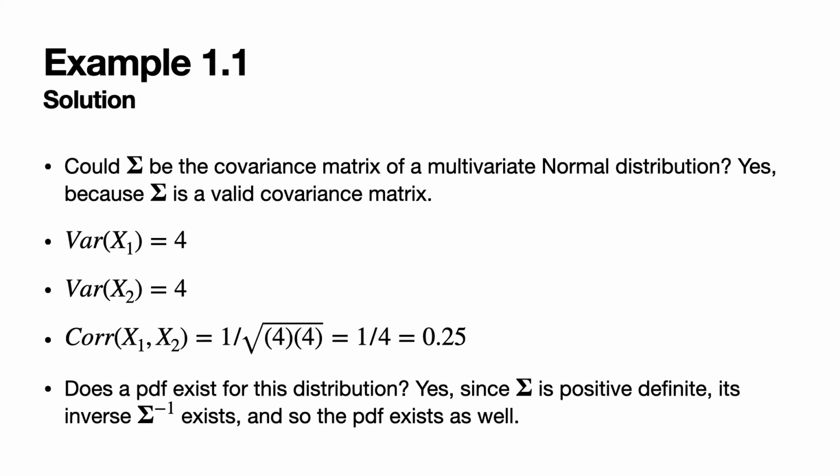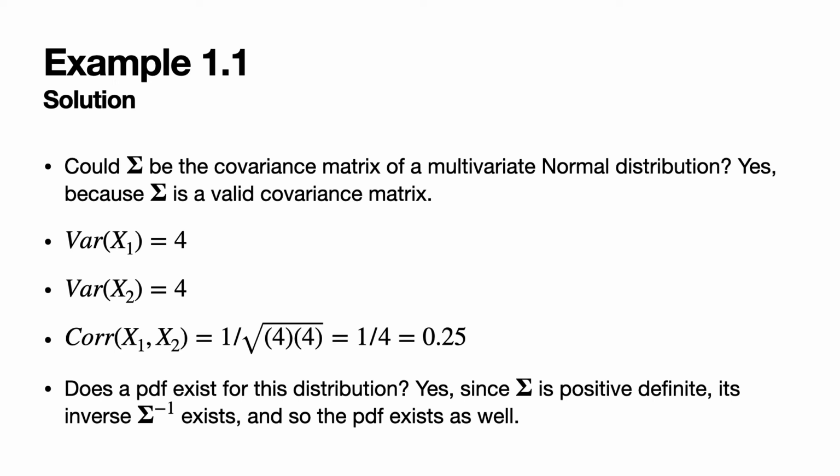All right, next, could cap sigma be the covariance matrix of a multivariate normal distribution? The answer is yes. Because cap sigma is a valid covariance matrix, it could be the covariance matrix of a multivariate normal distribution. And so with that in mind, we define a 2 by 1 random vector bold X with constituent random variables x1 and x2.